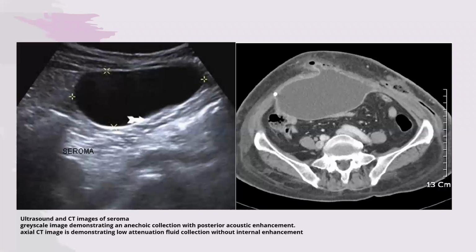Now the ultrasound and CT of seroma. Grayscale image demonstrates an anechoic collection with posterior acoustic enhancement. The axial CT image demonstrates a low attenuation fluid collection without internal enhancement.